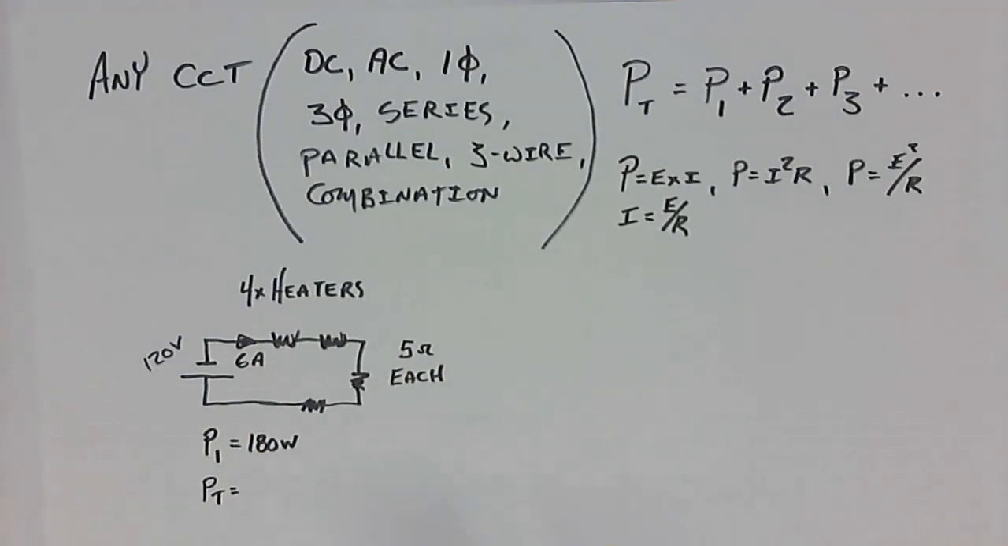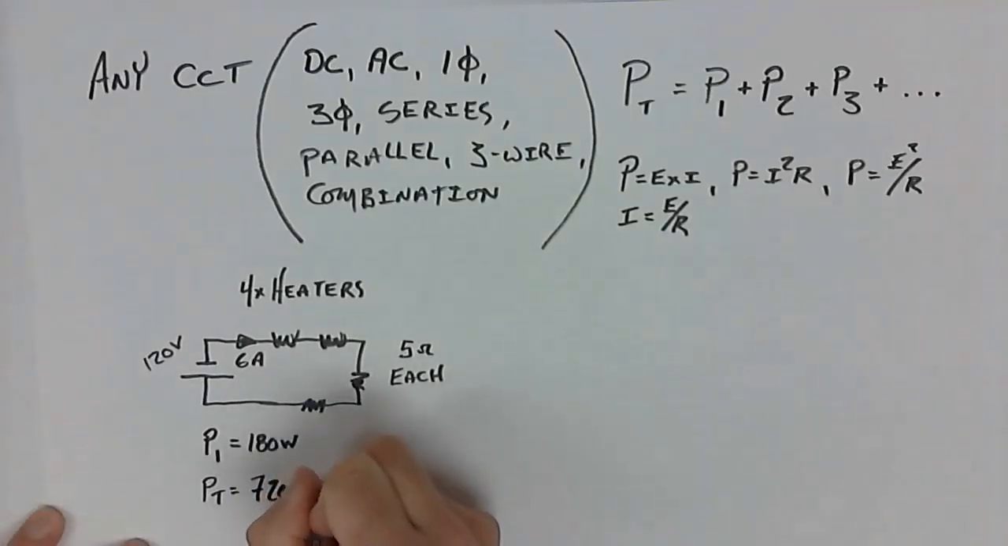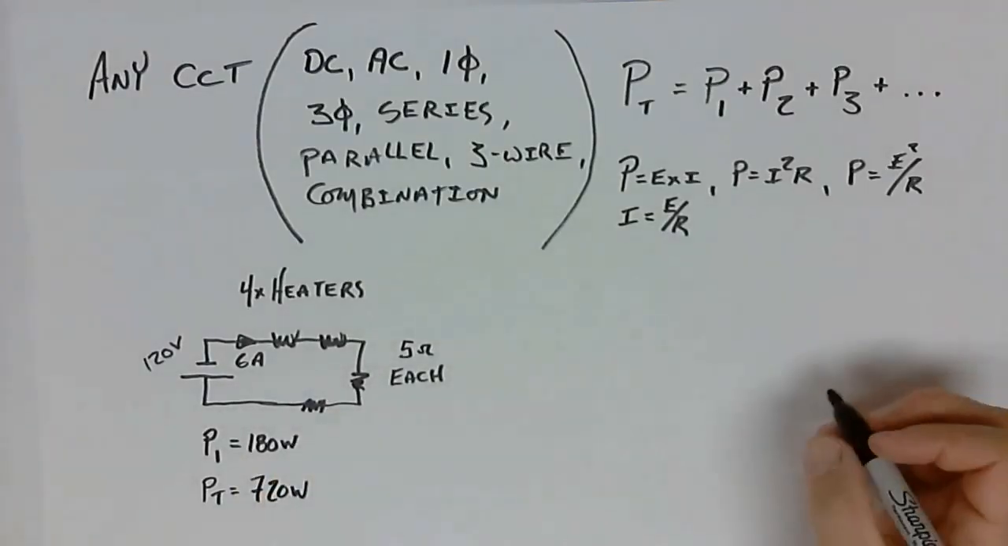Another means of doing this would be to simply take 120 times 6. There's really 2 different ways. There's actually 3, but we'll just leave it at 2. So you can either take 120 times 6 or 180 times 4. It's up to you. So I'm not even going to tell you which one I did because it doesn't matter. 720 watts would be the total power.